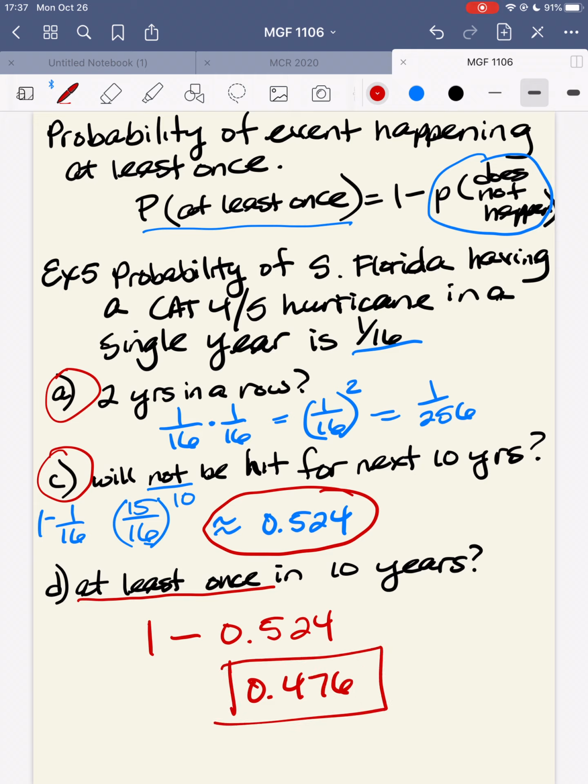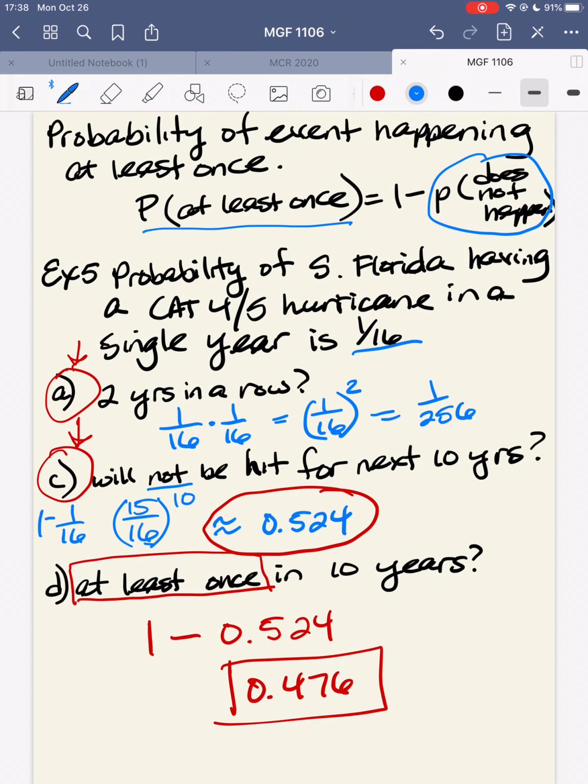Okay, so the first two were actually independent events. All right, where we just had to find the probability of it not being hit, which is 1 minus 1 over 16. But once we had that value here, we could look at least once. This is what you're looking for, at least once, in order to go ahead and use this formula.